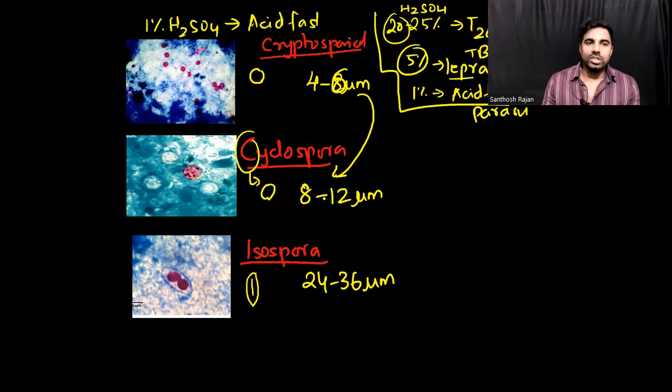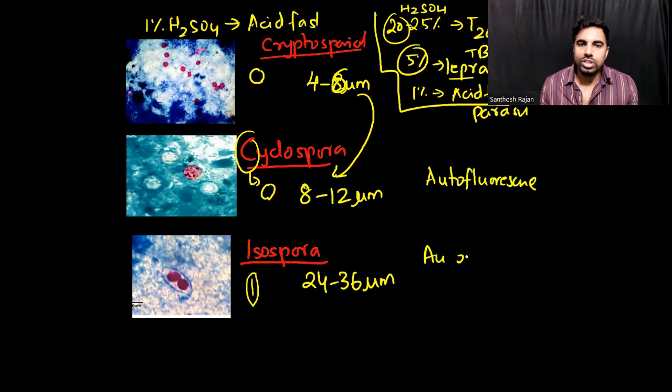All of these are acid-fast. And what is another important thing? Autofluorescence. That is one characteristic feature you see only in these. Autofluorescence means they shine.